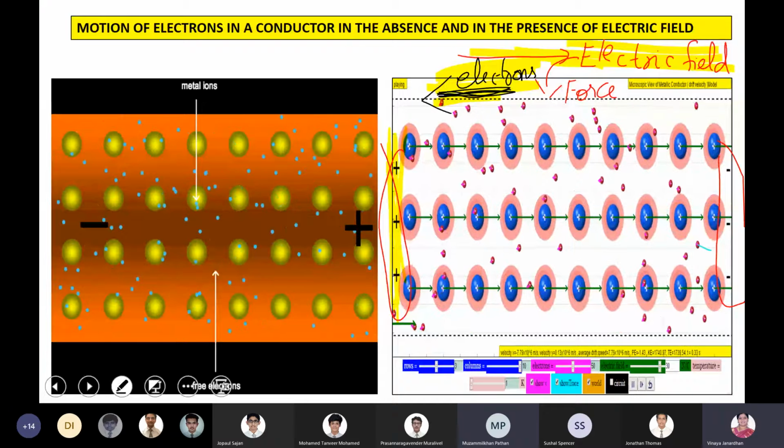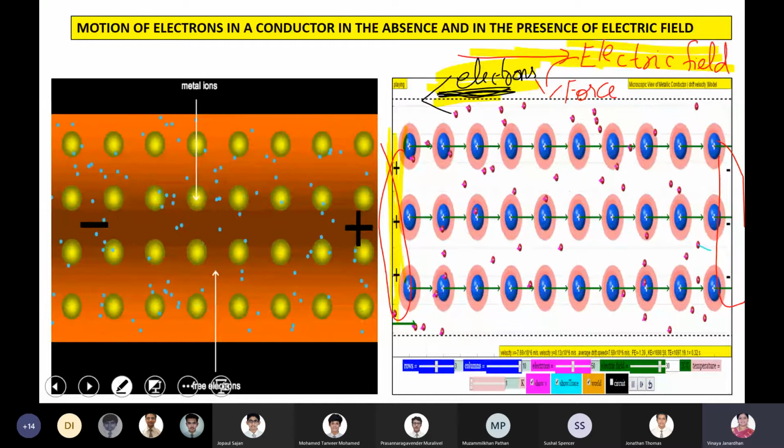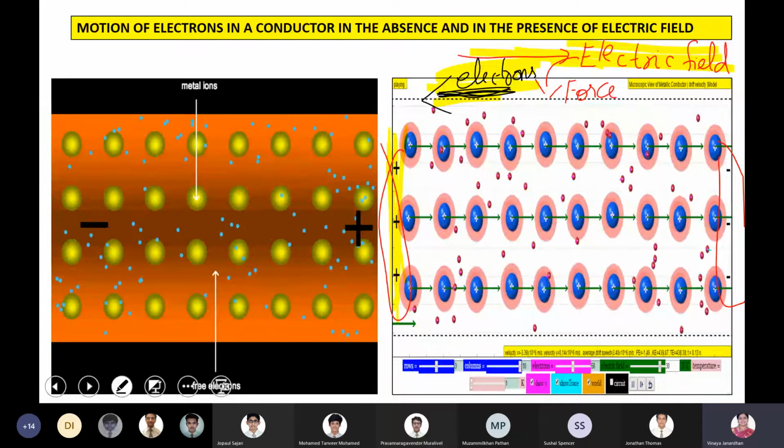Now, the electric field is applying a force on an electron. Now the question is, will not the electron be accelerated? Will the electron be accelerated or not? The basic question. Will not the electron be accelerated?